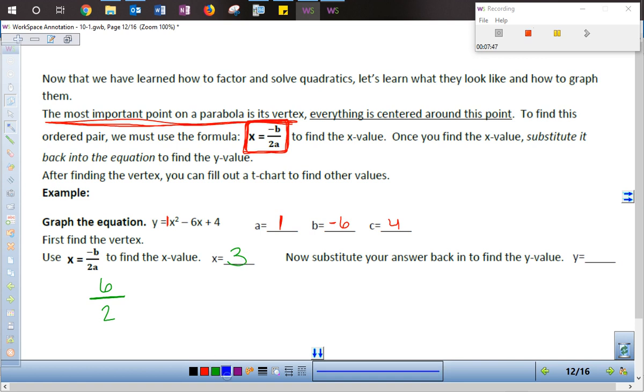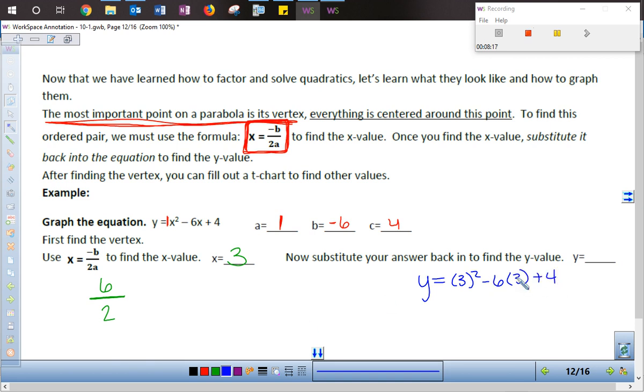Now, to find my y value, we want to substitute my result back into my original equation. So, everywhere that I see an x, I'm going to substitute that 3 in there. But remember, whenever you substitute a number, you have to put parentheses around that number. So, y equals, instead of x squared, I want 3 squared minus 6 times 3 plus 4.